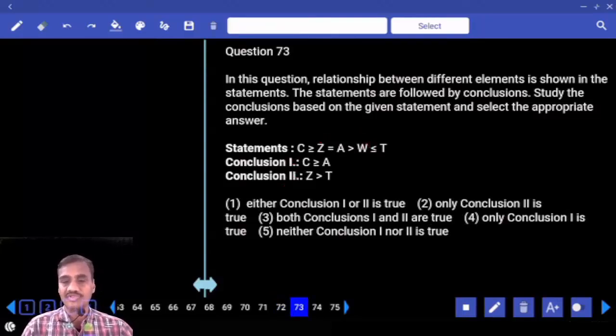Then coming to this 73, C and A. Now between these two C and A, which symbol is common here? Greater than or equals to. Hence first one is definitely true. And the next one, Z and T, two opposite symbols, so no relation. Hence only 1 is true. Only conclusion 1, that is choice 4 for question number 73.